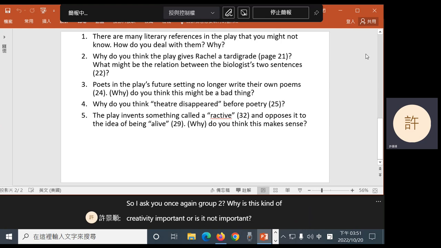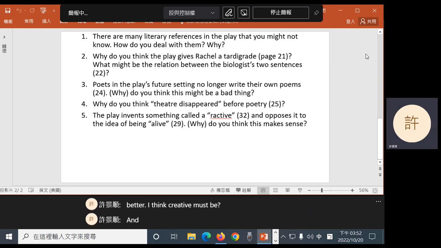I will stick to my point. I think creativity is really important, right? If you want to live a better life, or you want to make the future better, I think creativity must be owned by us.